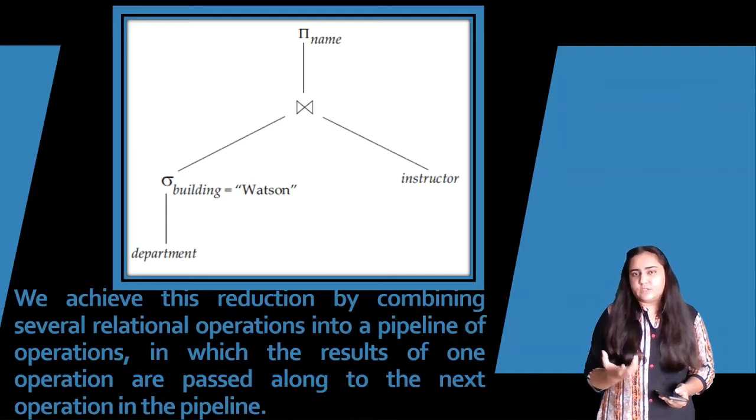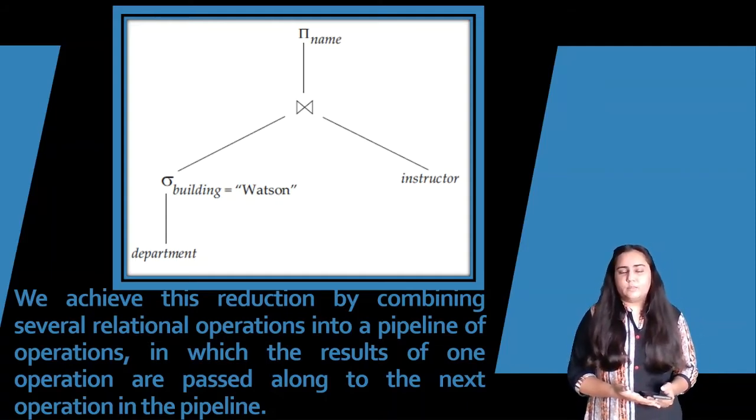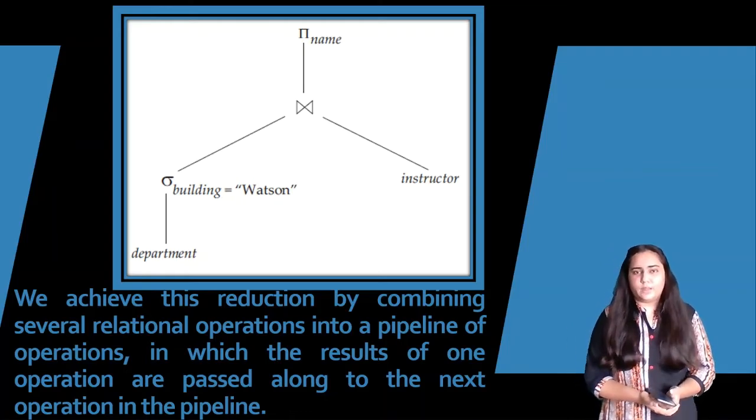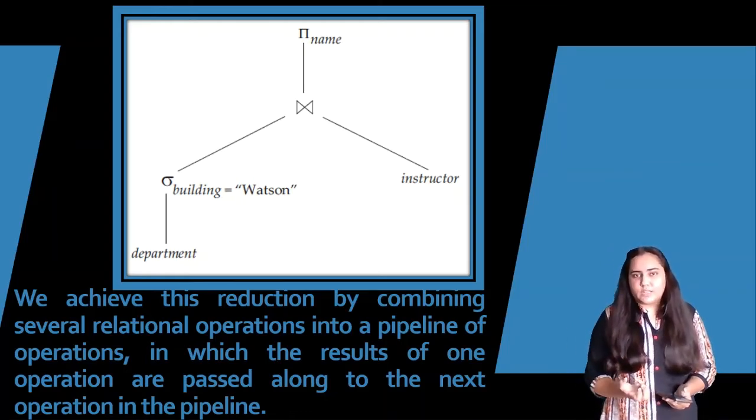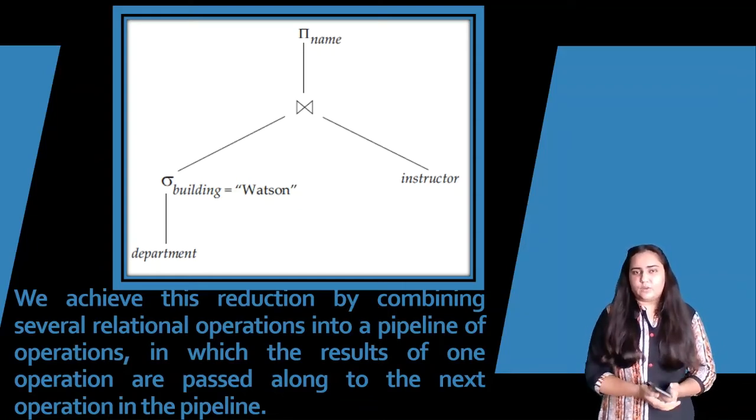Here you can achieve this reduction by combining several relational operations into a pipeline of operations, in which the results of one operation are passed along to the next operation in the pipeline. So instead of moving step by step and creating one relation and then applying another operation and creating another relation, here there's a pipeline created. So each row of a table passes through this pipeline.